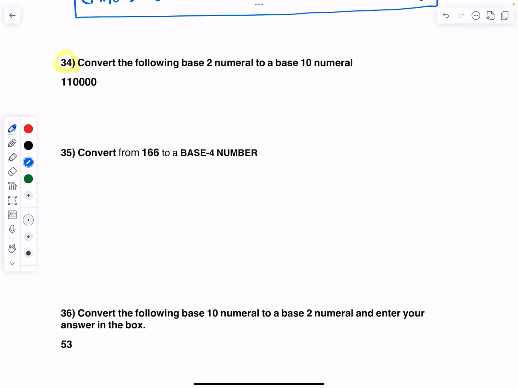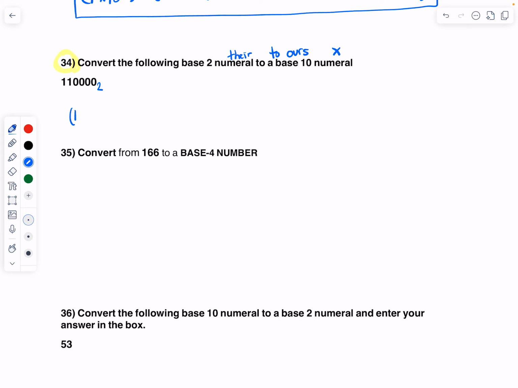Okay, this is number 34, converting the following base 2 numeral to base 10. So this should have had a subscript, so let's fix that. If I'm going from base 2 to base 10, I'm going from their system to ours. Our system is base 10. And when that happens, I know I have to multiply. So what I'm going to do is expand all this out.